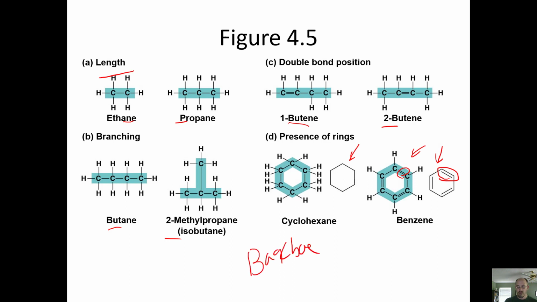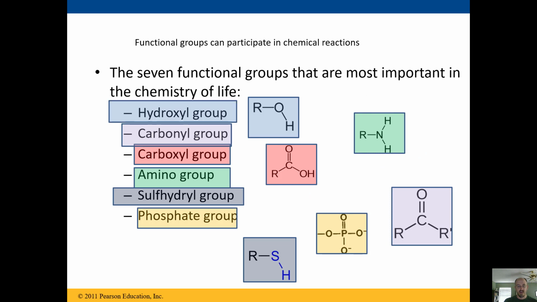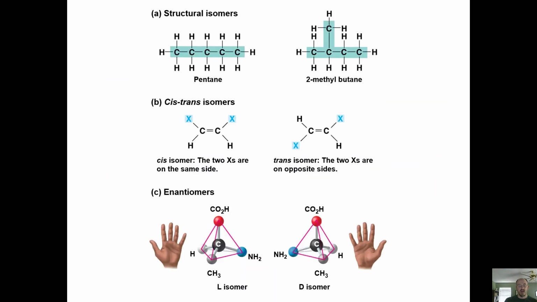Once again, variations in the functional groups, so hydroxyl groups, carbonyl groups, carboxyl, amino, sulfhydryl, or phosphate. Also, getting back to this branching idea, I want to show you here.